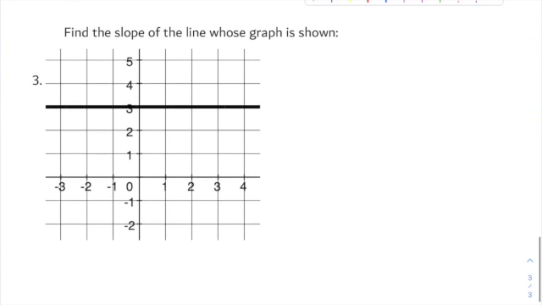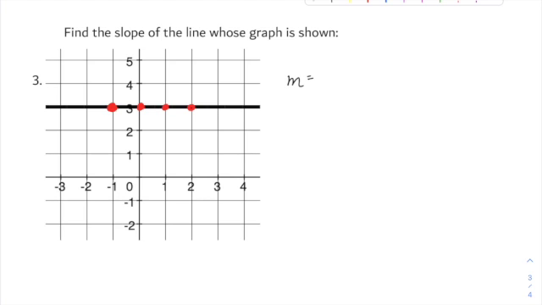Find the slope of this line. Now this line, if you'll notice, is a horizontal line, right? It's perfect. It doesn't go up or down. So it doesn't have a positive or a negative slope. And if you're not sure, again, you could use the formula if you like, and you've got all kinds of points. Look, it passes through here, here, here, here, here, here, here.